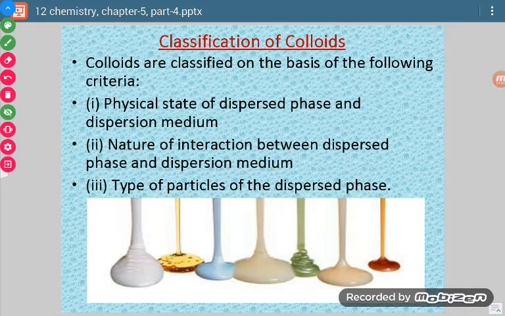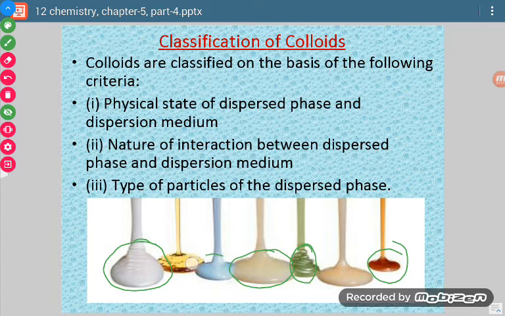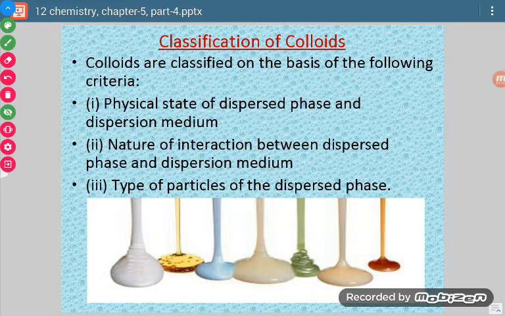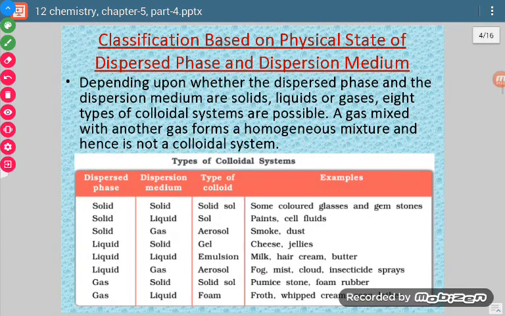Now you can see this picture, these all are colloids. Just like if you imagine paint, which is used for painting our walls or windows and doors, that is also a colloid. Now first of all we will classify our colloids on the basis of the physical state of the dispersed phase and dispersion medium. There are total 8 categories in which we can divide all the colloidal sols.